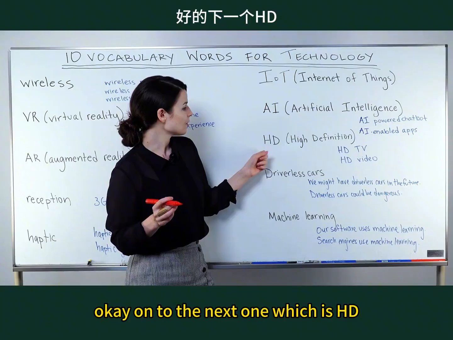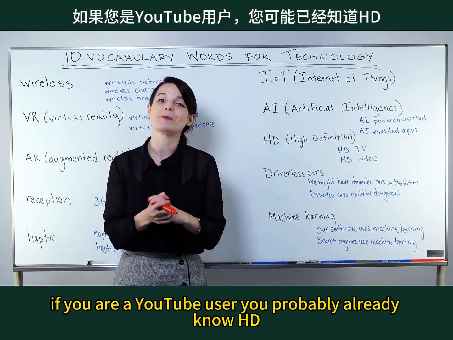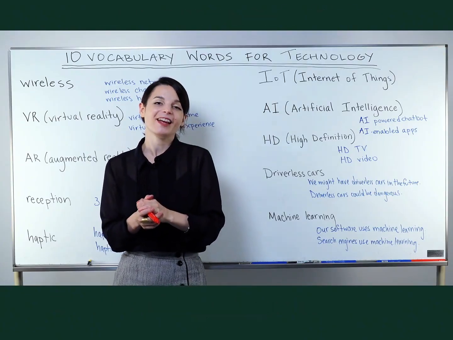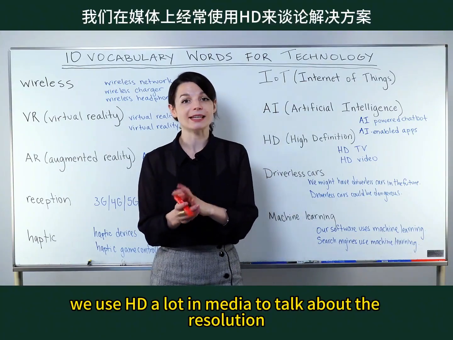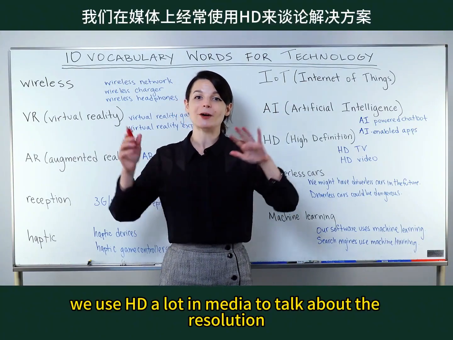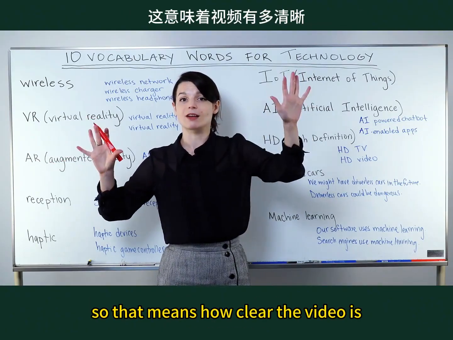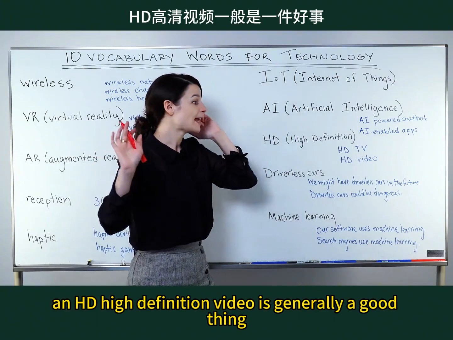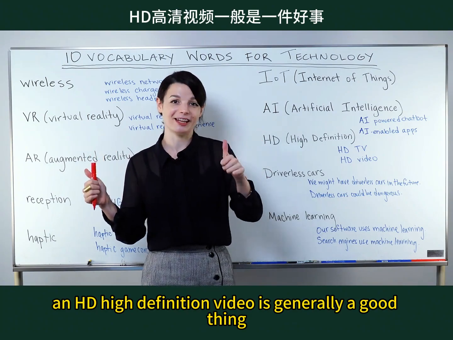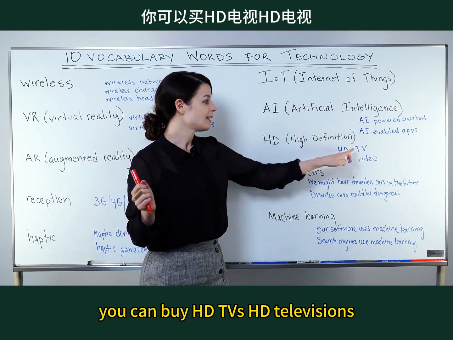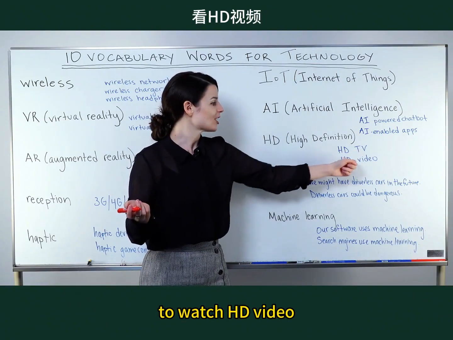Okay, on to the next one, which is HD. HD, if you are a YouTube user, you probably already know HD. HD means high definition. We use HD a lot in media to talk about the resolution. So that means how clear the video is. So an HD, a high definition video, is generally a good thing. You can buy HD TVs, HD televisions, to watch HD video.